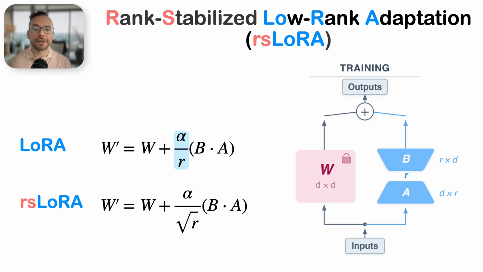The fix is extremely simple and embarrassingly small. Divide by the square root of r instead of r. Now the update stays at the right size for every rank, and higher ranks start to actually pay off with rsLoRA.